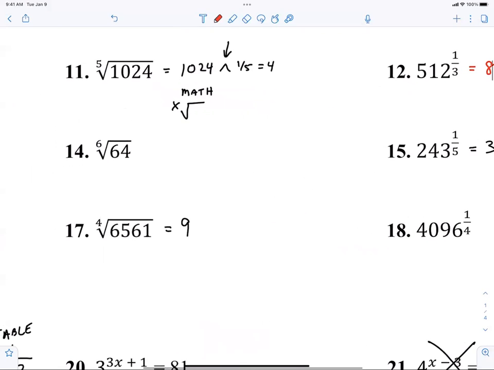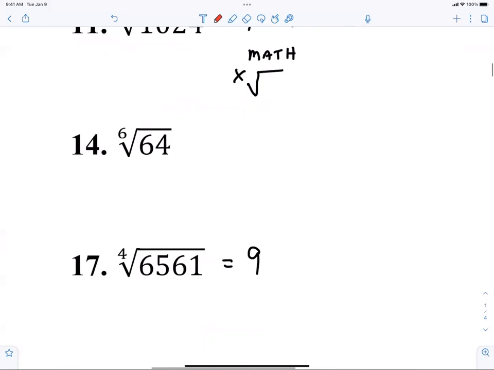All right, so let's look at 14. Now, the 6th root of 64. I want everybody to hit the math button. Does anybody see a 6th root in there? No, but there is an x root, correct? So hit that one. And now you can fill it in yourself.